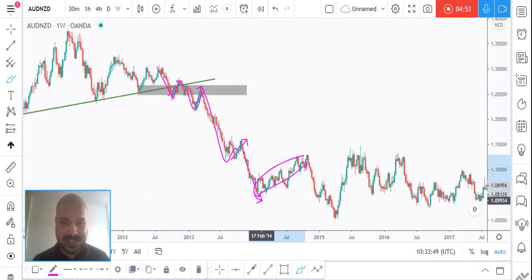However, here, as you can see, the correctives are starting to get stronger, which means that a potential reversal might happen, that the sellers aren't in full control for now.